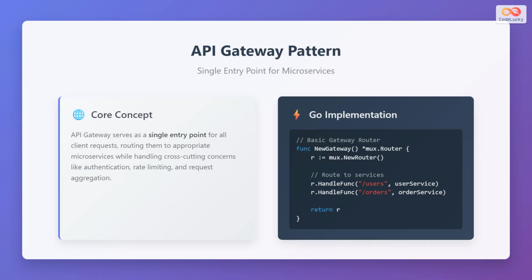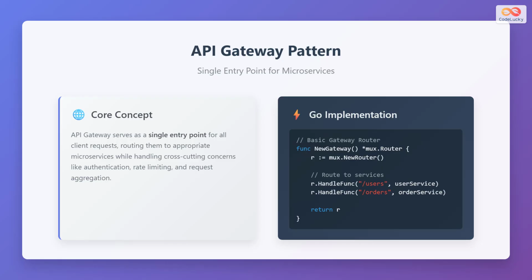The API gateway pattern is a critical component in microservices architecture that acts as a single entry point for all client requests. Instead of clients directly communicating with multiple microservices, they send all requests to the API gateway, which then routes them to the appropriate backend services. This pattern provides several advantages.